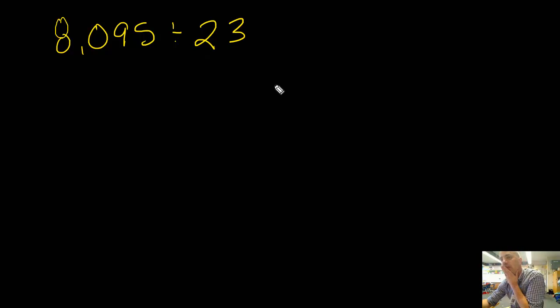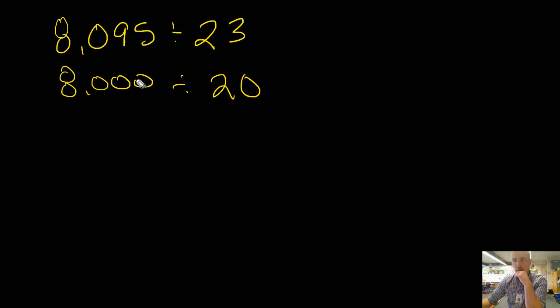So the first problem is 8,095 divided by 23. When we look at this, I want you to take a look first at the divisor and see if you can round it to the nearest 10. So 23, we're just going to round to the nearest 10 and take that down to 20. Then I'm going to round this 8,095 to something that makes sense to divide by 20. 8 and 2 are compatible. That works for me, so I'm going to keep it at 8,000.